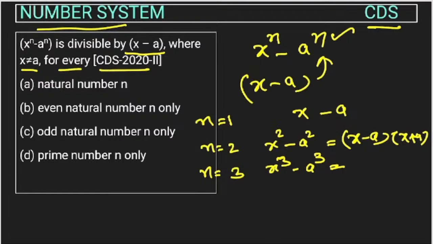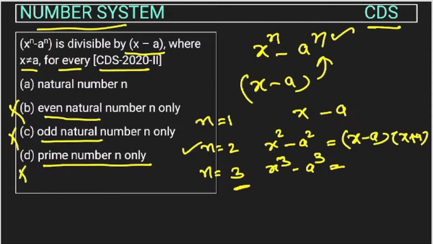So let's see the options. In option B, even natural number, this is also applicable for 3, so this is wrong. Odd natural number, but it is divisible for even also. Prime number, so n can take any value, no need for any prime number. So the only option remaining is option A. So the answer is option A.